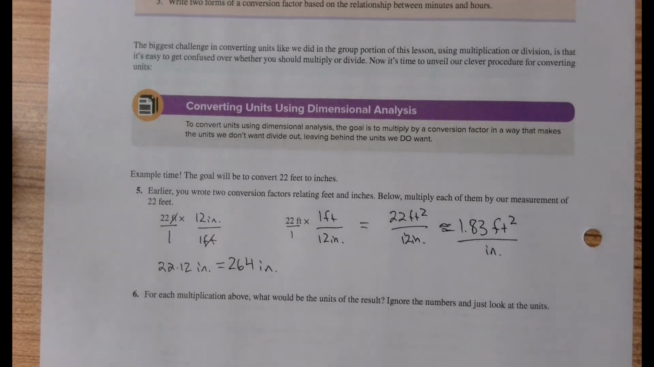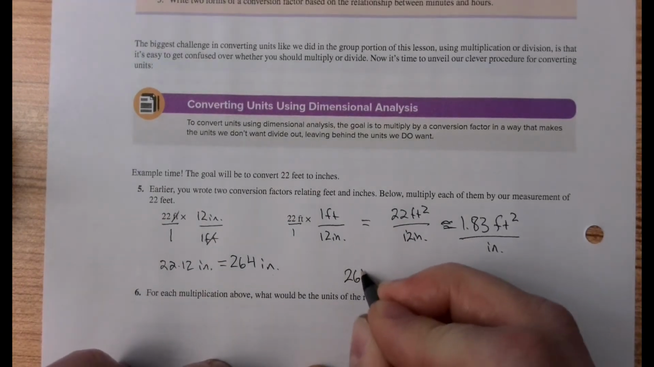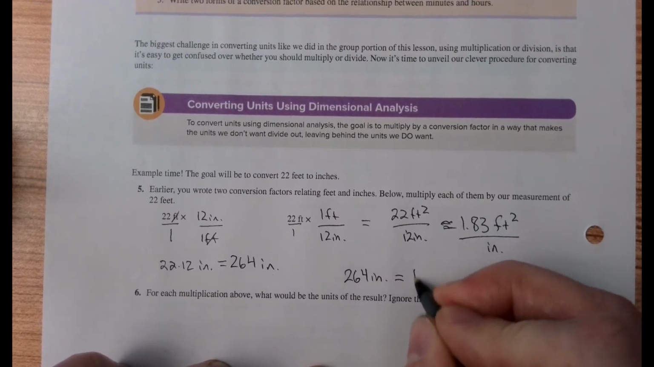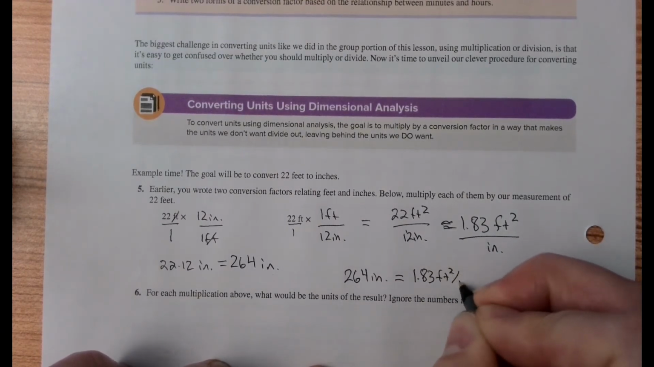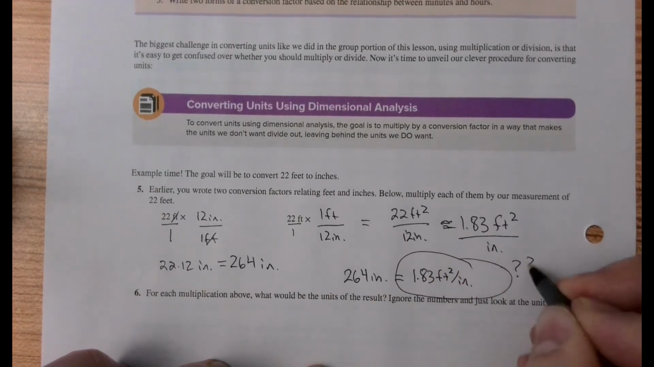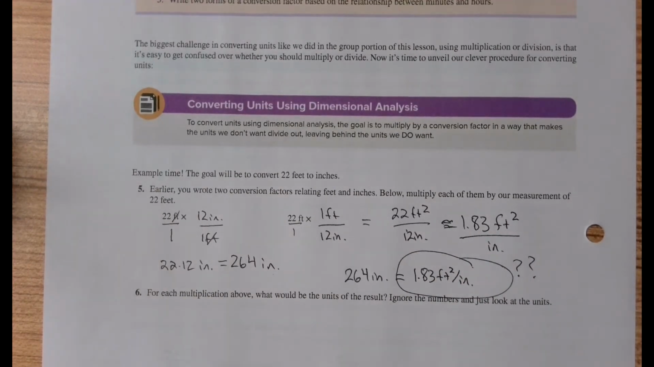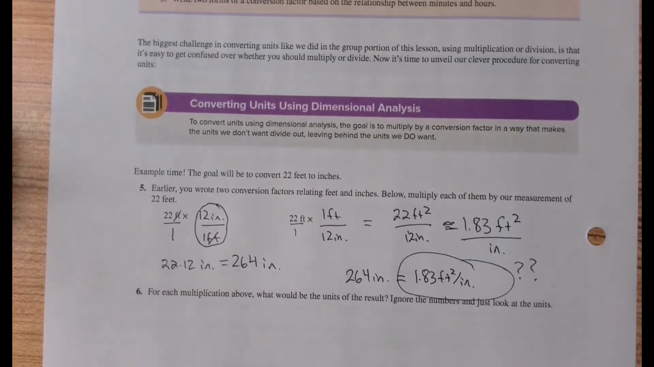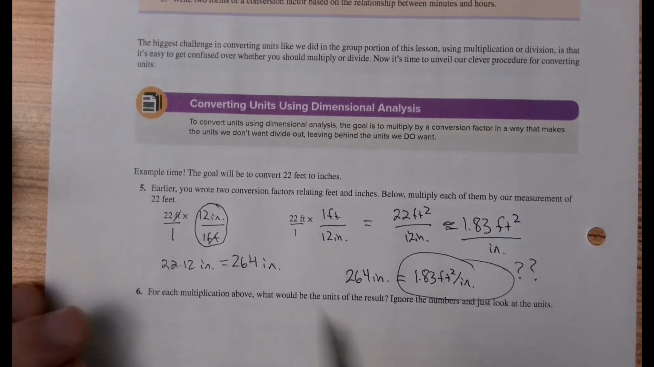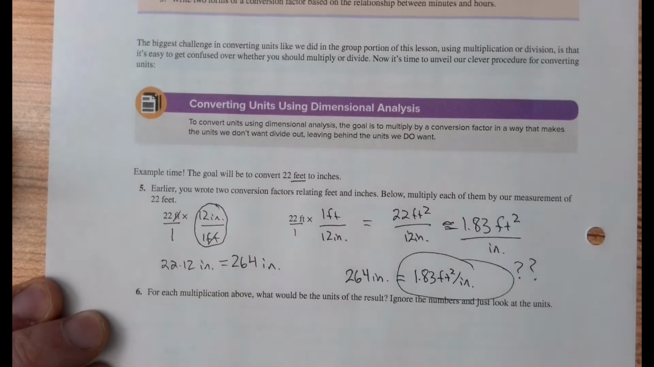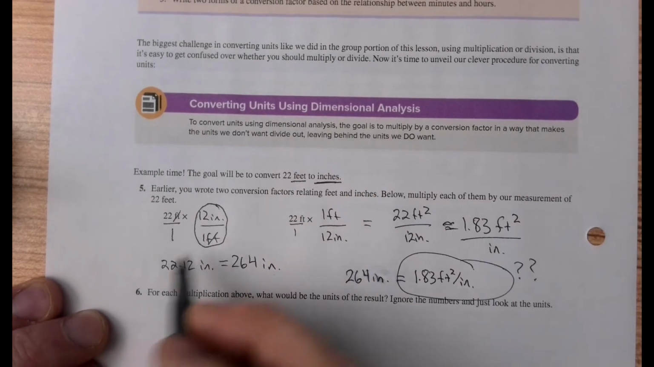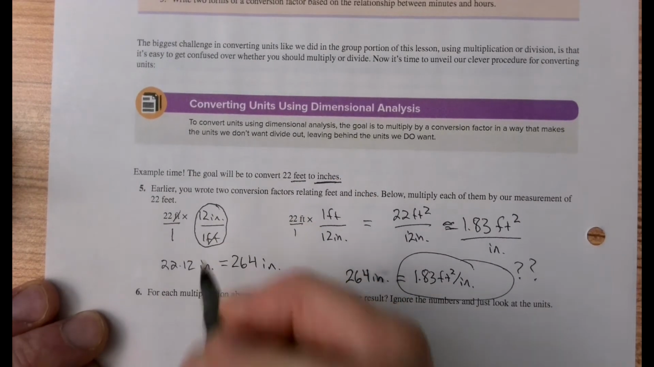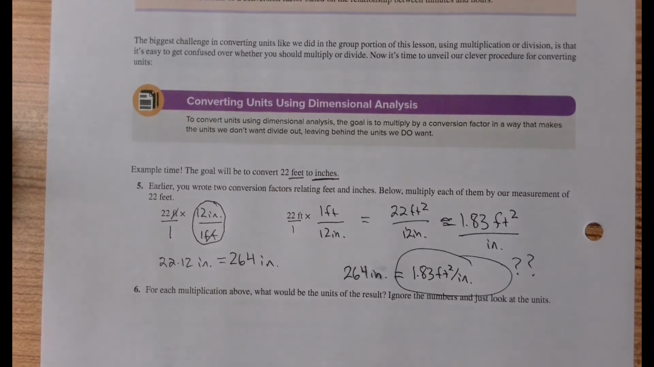Notice they're both 100% correct. In fact, we can say that 264 inches is exactly equal to 1.83 feet squared divided by inches. The question is, what is this? How is that useful to us? And it's not. So clearly, the first is the correct conversion factor. The way you tell which is the correct conversion factor is which one cancels out the units you want to get rid of and leaves you with the units you wanted. We started with feet and we wanted to end in inches, and the one that had the inches on top and the feet on the bottom is the one that made that conversion factor.